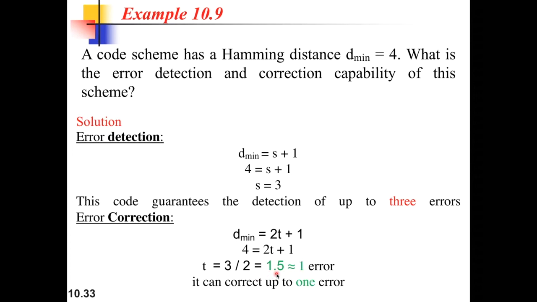So we will round it down. Okay, floor rounding. Normally 1.5 we make it 2. We round 1.5 to 2 because if the number to be rounded is 5 or more, we add 1 to the next number. But here we know these are number of errors, so we have to use our brain, we have to use our logic, and we know that we cannot correct 1.5 errors. It means we can correct only one error. So this coding scheme where D min is 4 can correct up to 1 error.